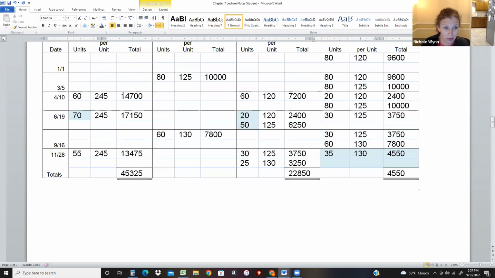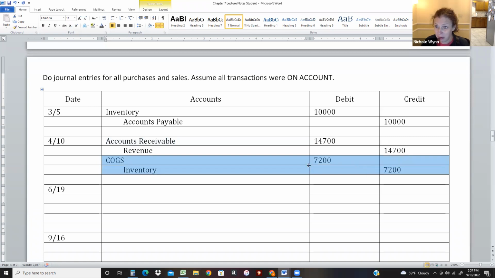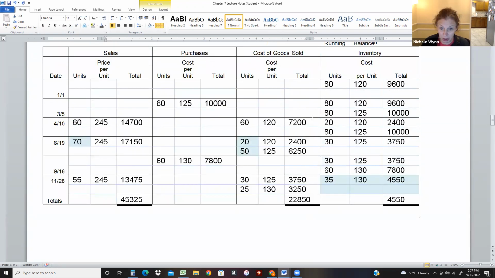Okay, so accounts receivable 14,700 and 7,200. So this is the sale. If we received the money now, we would put it in cash, but we're going to receive the money later. And then the inventory did leave the building when we made the sale. Now that 7,200, I had to compute that. I had to find that number. And that was the cost of goods sold at 7,200.